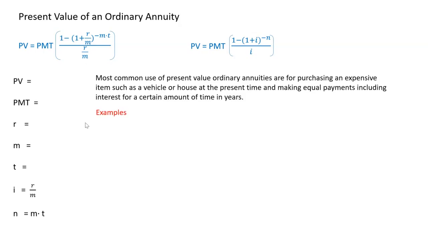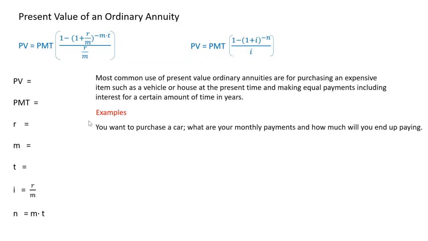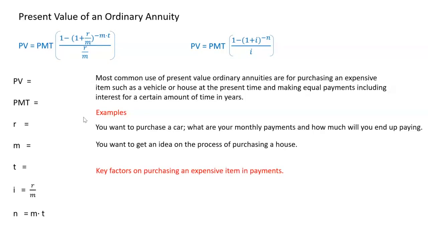Now the most important things, guys, for students and for people in general, is that they always want to buy a brand new car or a brand new house. So those are the 2 examples that I'm going to show you. Say you want to purchase a car. What are your monthly payments and how much will you end up paying? The second one is you want to get an idea of the process of purchasing a house, because for purchasing a house, there are certain things that you have to know. And here they are.